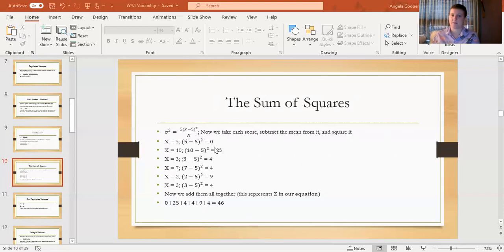So 5 minus 5 is 0. That's easy. When we square that, it's still 0. 10 minus 5 is 5. When you do 5 squared, that equals 25.